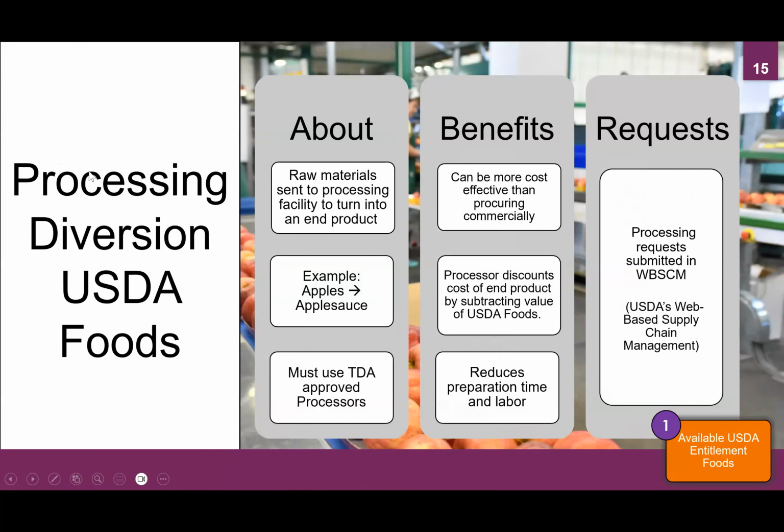All right, so let's go on to our processing, so diversion of USDA foods. Under this particular program, these are raw materials that are sent to a processing facility, and then it turns into an end product. An example of that would be apples, and then you make applesauce, right? And these facilities, they have to be TDA approved processors. So you can't just say, oh, hey, my neighbor down the street, they're a farmer and they grow apples and they want to make applesauce for us. Well, you can't just do that. It has to be a TDA approved processor. Now, the benefit of this program, it can be more cost efficient than procuring your commercially processed items. So you can get a bigger discount. So you have processor discounts and you're able to subtract that cost, subtract value of USDA foods. And again, this reduces your preparation time and labor.